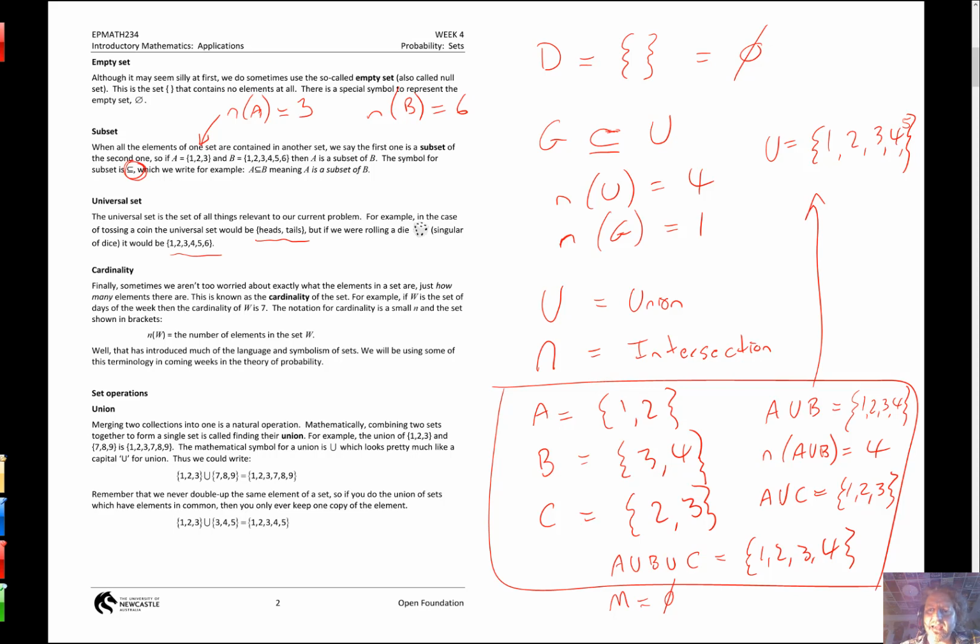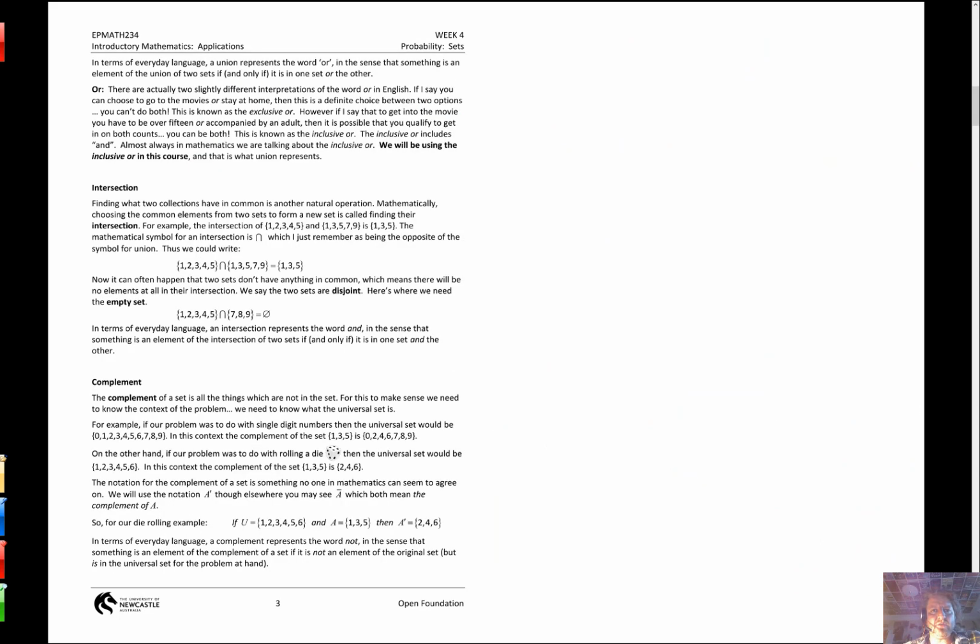So when I say A or C, I say 1, 2, 2, 3. 1, 2, 3 is my answer. I don't care whether you're in both, or includes both, or includes and. So there'll be other examples of this later when we ask questions, but entirely through this course, or is going to be the inclusive or.